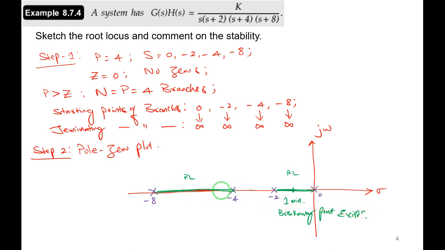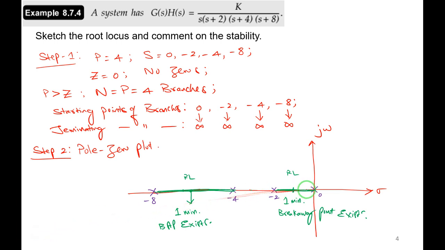And these two are adjacently placed poles once again, -4 and -8. So here also one minimum breakaway point exists. BAP, I have written, breakaway point exists. There are two breakaway points, one in the section 0 to -2 and another in the section -4 to -8, right? And you can see the branches, how they will move.